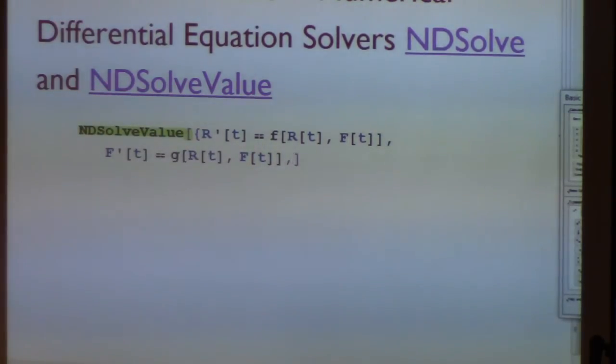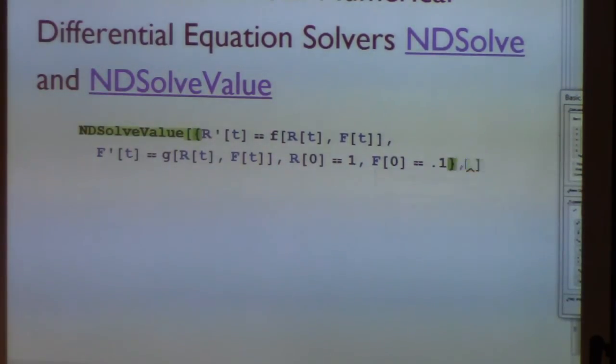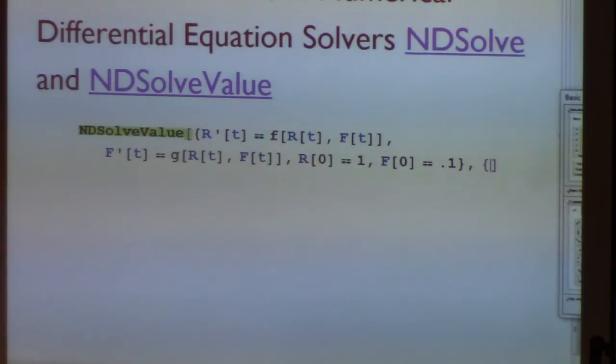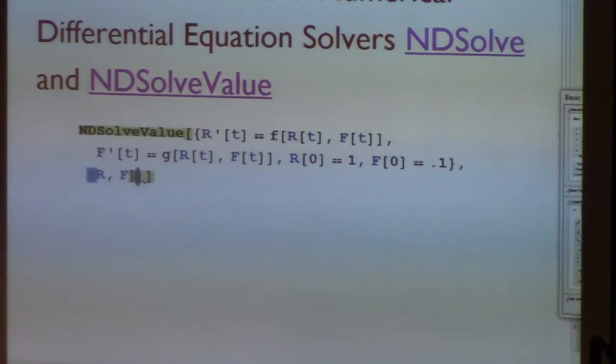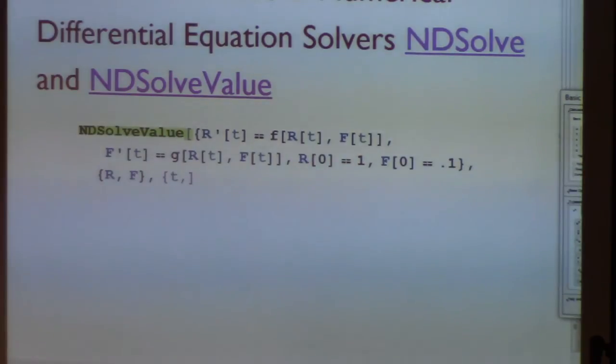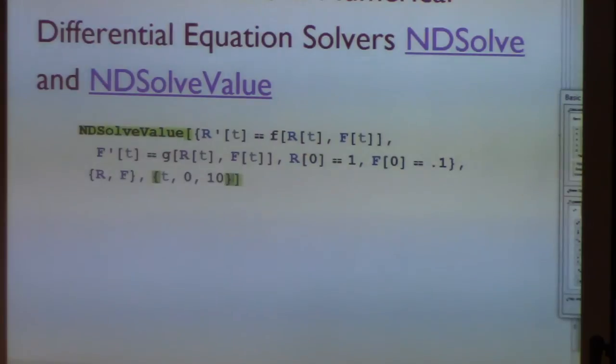I need some initial conditions. Let's let r of 0 be 1 and f of 0 be 0.1. I need to put a comma next, then put the things I'm solving for, capital R and capital F, inside curly braces. Then don't just put a t, but instead put a list, t comma 0 comma some positive number, I'll try 10, representing the interval that you're approximating the solution over, the interval of time.